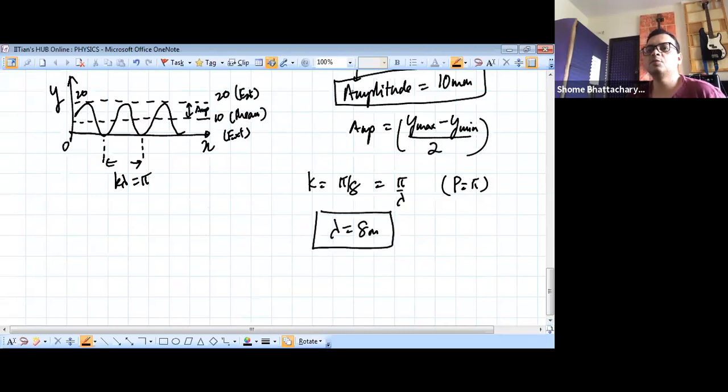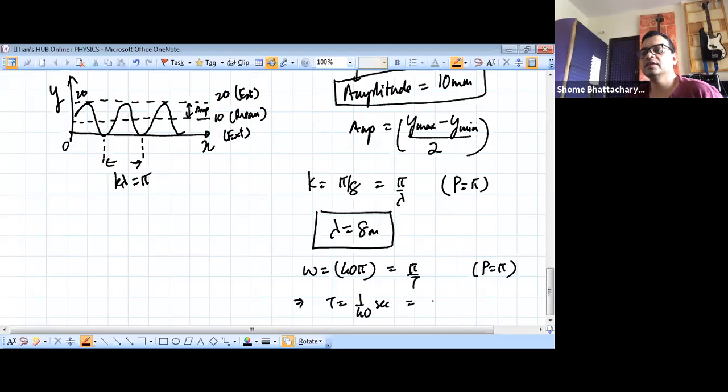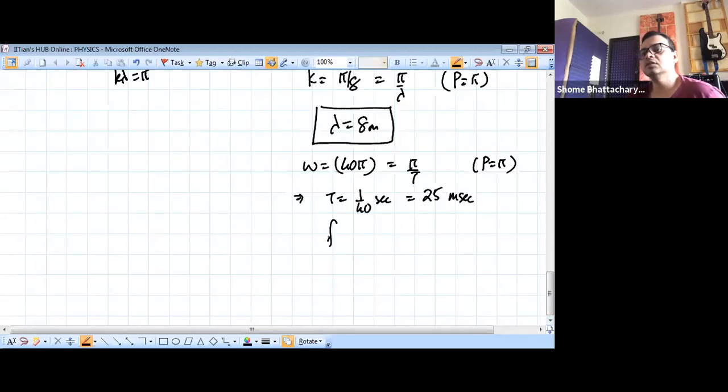You can also understand by plotting the graph. And also omega was equal to 40 pi. So that is going to be pi upon time period, because again the fundamental period is pi. So my time period is 1/40th of a second, or you can write that as 25 milliseconds. And my frequency is therefore 40 hertz.